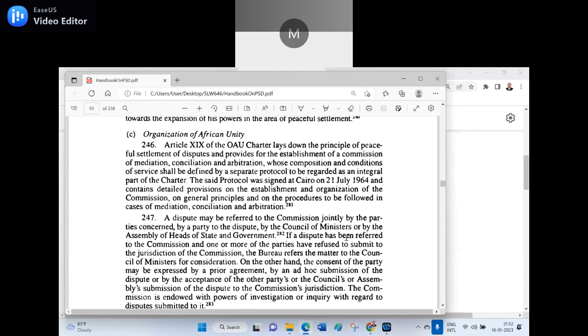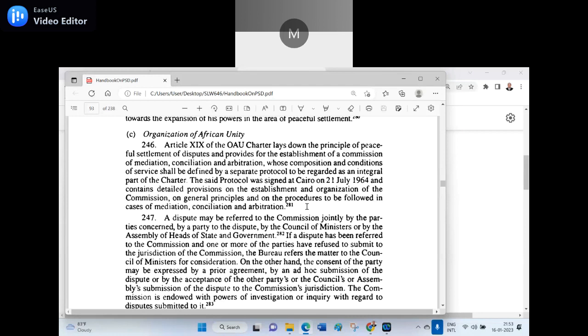Okay, karibu sana. We are dealing here with the Organization of African Unity for SLW646, second year, first semester. Here, the said protocol was signed in Cairo on 21st July 1964 and contains detailed provisions on the establishment of the commission and general principles on the procedure to be followed in the case of mediation, conciliation, and arbitration. So in 1964, it was made in Cairo.